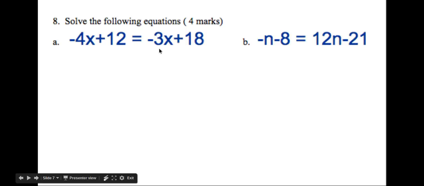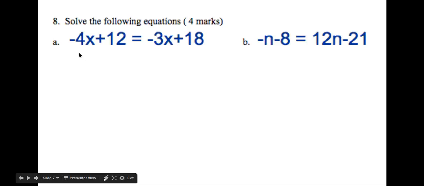All right, question 8. Solve the following equations. So I have negative 4x on the left-hand side, and I have a negative 3x on the right-hand side. And I want all my x's on one side of the equation, right? So I'm going to get rid of the x's from the side that has the smallest x's. And negative 4 is smaller than negative 3, right? So I'm going to get rid of this negative 4x.